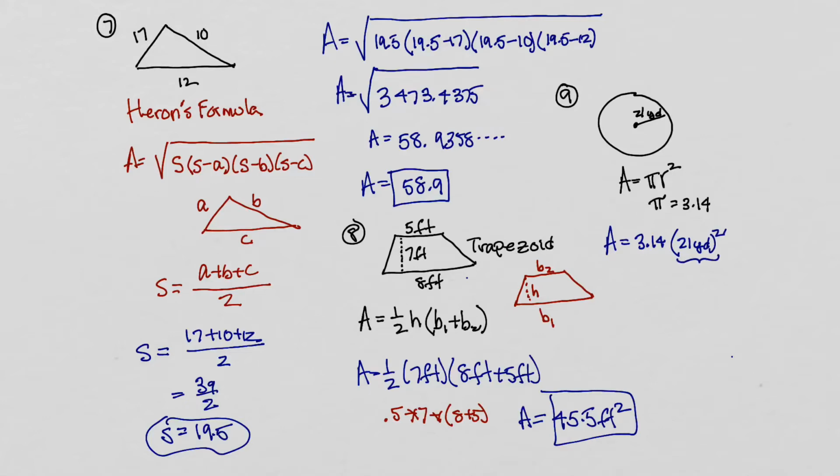So we know we raise powers first, so I'm going to get the area is 3.14 times, now 21 times 21 is 441. Yard times yard is yard squared. And making that multiplication, we'll get 1384.74 square yards. But the book tells us just to round it off to the nearest tenth. There's the tenth, so just to the right is a 4, that's below 5, so we'll just drop it, and we'll write our area as 1384.7 square yards.